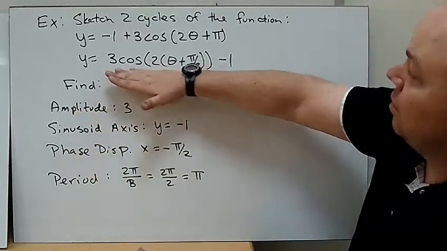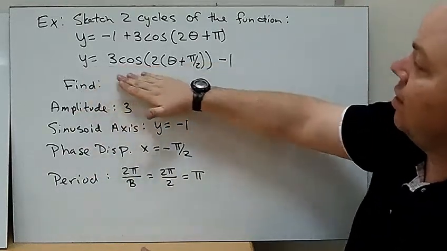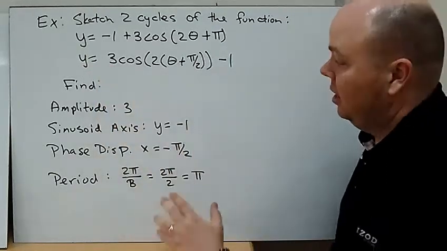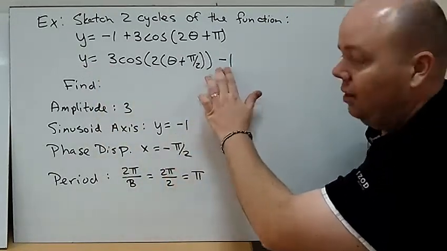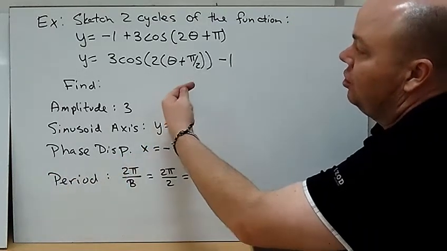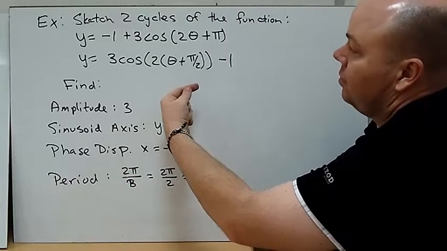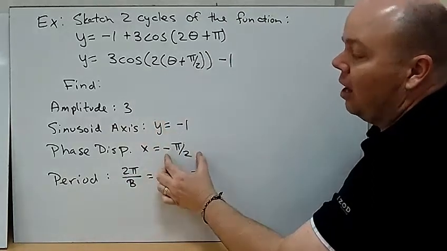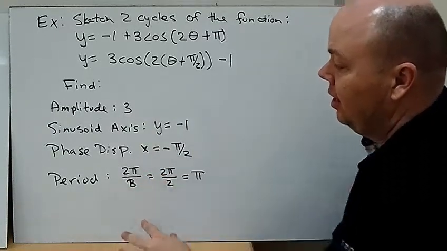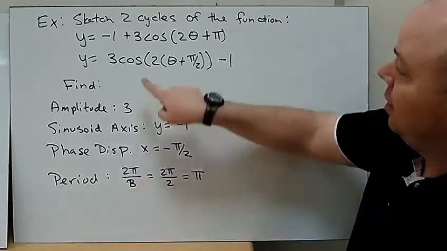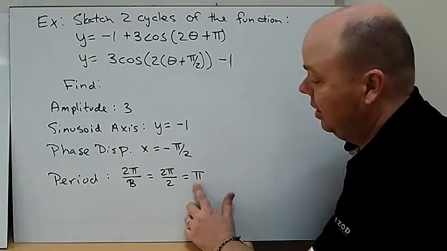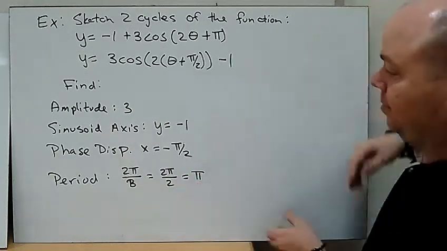Okay, so from the way the function is drawn right now, I can find the amplitude is 3. That's easy. The sinusoid axis is -1. Write that down. Phase displacement, it's been shifted to the left, pi over 2 radians. Okay. The period is equal to 2 pi over B. B is 2, so 2 pi over 2. So the period of our graph is pi radians.